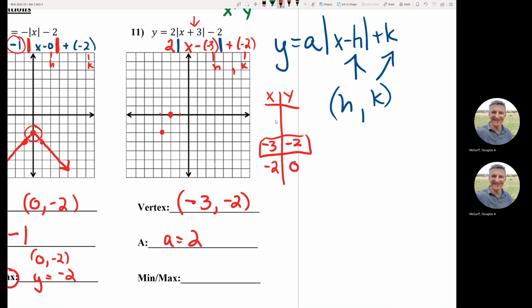1 to the left of my vertex, x will be negative 4. I'll plug in negative 4 for x. Negative 4 plus 3 is negative 1. The absolute value of negative 1 is positive 1. Positive 1 times positive 2 is positive 2. Positive 2 minus 2 is 0. I see my symmetry, so I know I got my vertex right. I plot that point, and I'll draw in my graph.